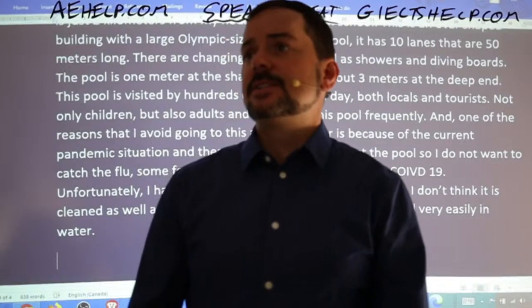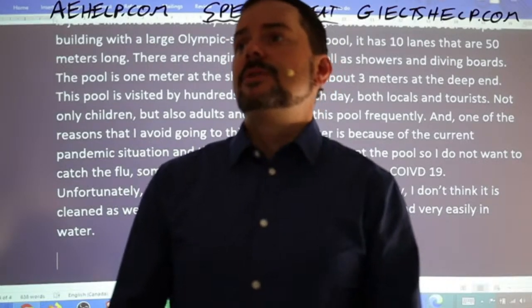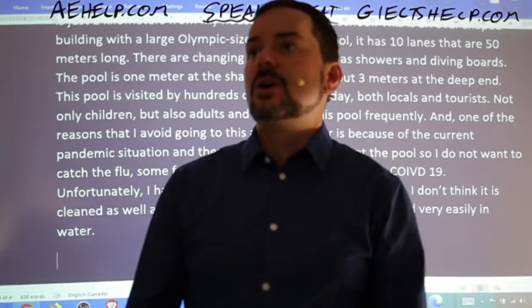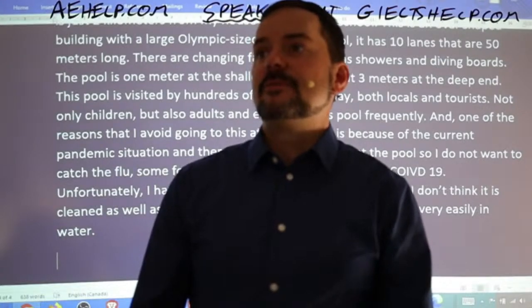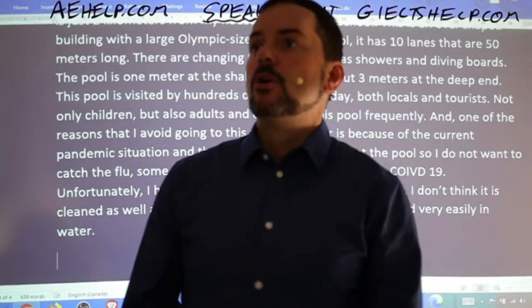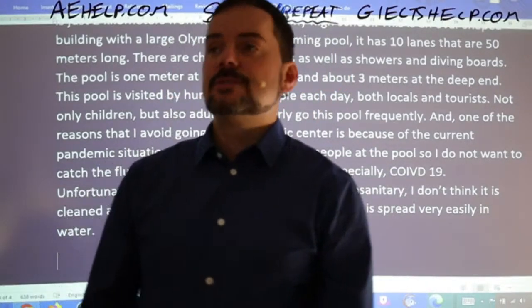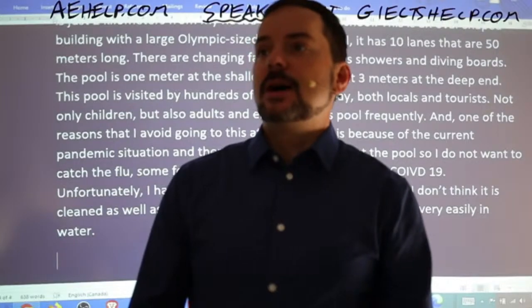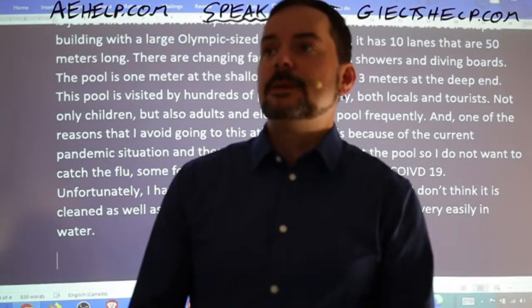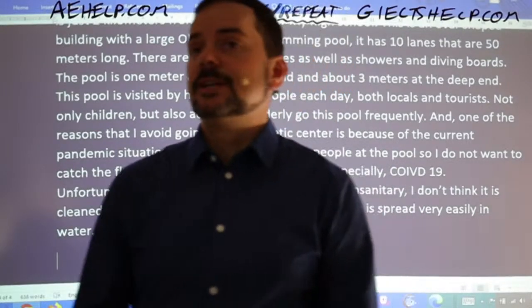Nick Hill says it's an Olympic-sized pool with 10 lanes that are 40 meters long and 2 meters deep. Moreover, the facilities that are provided include showers and changing cabins. Nick Hill, it's 50 meters for Olympic-sized pools, but that's okay. There are diving boards as well. It's mainly visited by local people as well as some tourists.